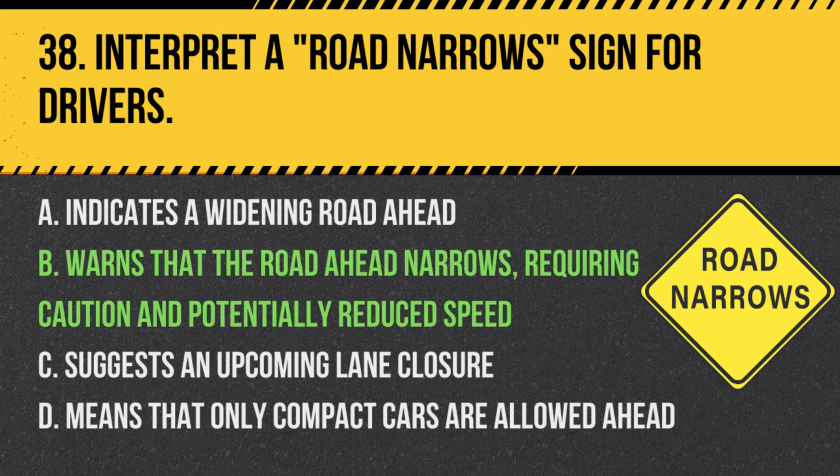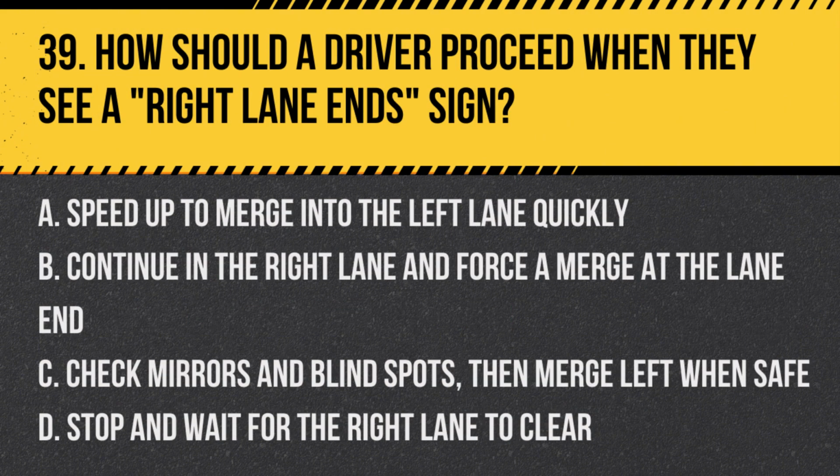Answer B. Warns that the road ahead narrows, requiring caution and potentially reduced speed. Drivers should be prepared for a change in road width. Question 39. How should a driver proceed when they see a right lane end sign? A. Speed up to merge into the left lane quickly. B. Continue in the right lane and force a merge at the lane end. C. Check mirrors and blind spots, then merge left when safe. D. Stop and wait for the right lane to clear.